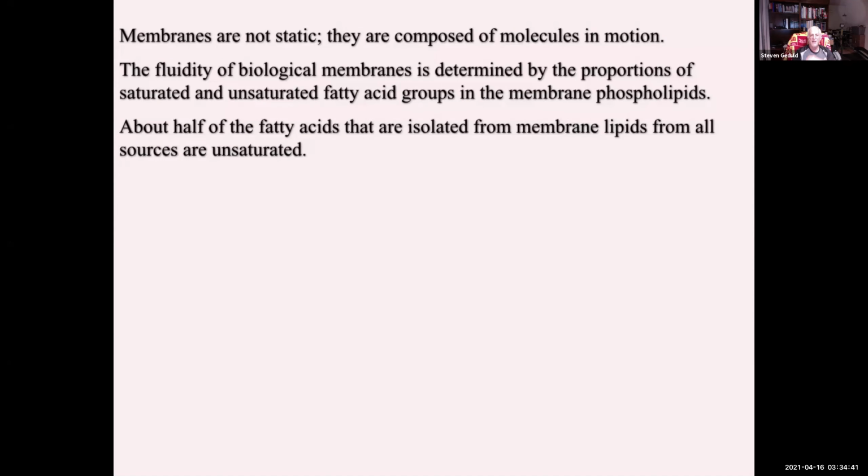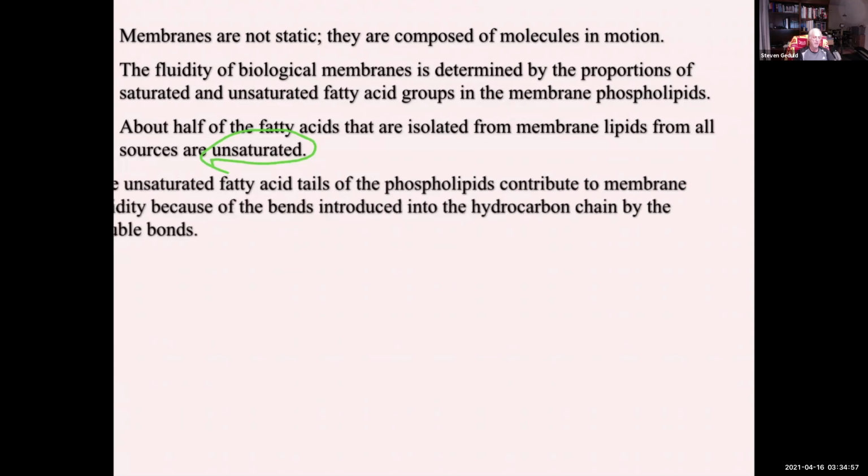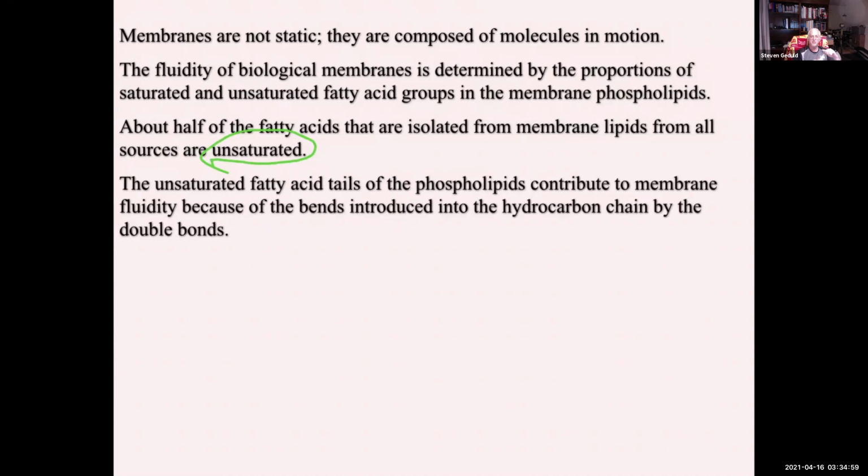About half of the fatty acids that are isolated from membrane lipids from all sources are unsaturated. Unsaturated means they have double bonds, so they're not going to line up and create those London dispersion forces, which means it's going to be fluid. It's not going to be like animal fat. The unsaturated fatty acid tails of the phospholipids contribute to membrane fluidity, like we said, because of the bends introduced in the hydrocarbon chain by the double bonds.